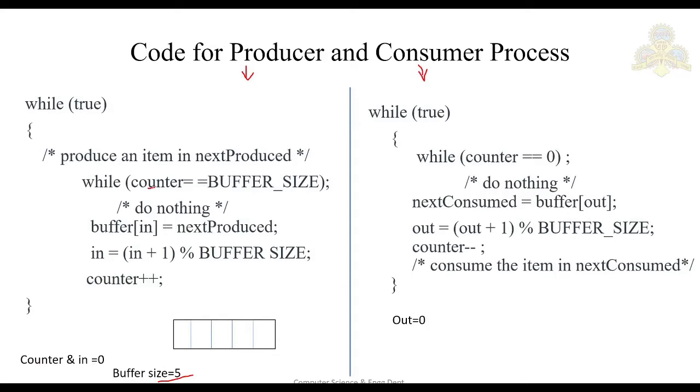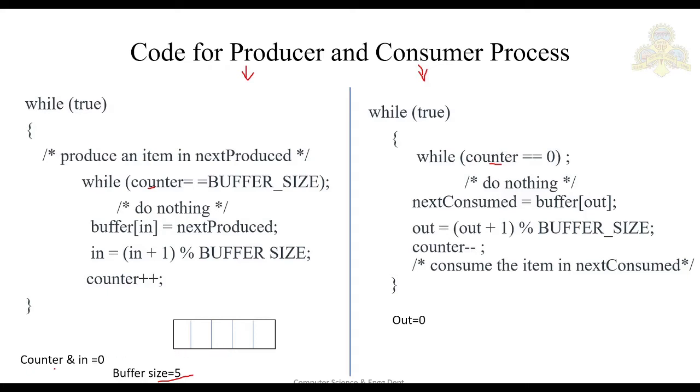This counter variable is there, right? Here you can see this counter and here also we have counter. That means your counter variable is shared by both your producer process and your consumer process. Again your buffer will be shared by your producer as well as the consumer. So this is our buffer, and we will consider that buffer size is 5. That means your producer can produce max up to 5 items.